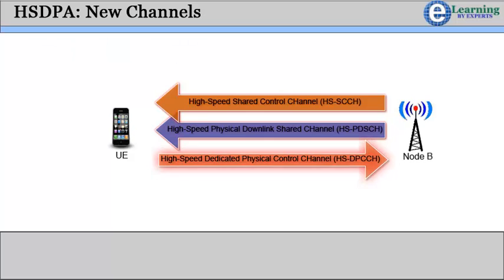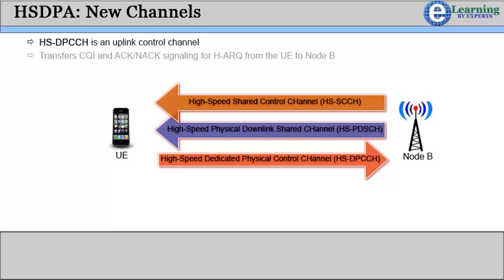High-speed dedicated physical control channel, HSDPCCH, is uplink control channel defined to transfer fast channel quality indications, CQI, and ACK/NACK signaling for HARQ from the UE to Node B. The Node B gathers and utilizes the CQI of each active user to determine how much data to send to the user devices on the next transmission when that user is scheduled on the HSDSCH. It is transmitted with a fixed spreading factor of 256.